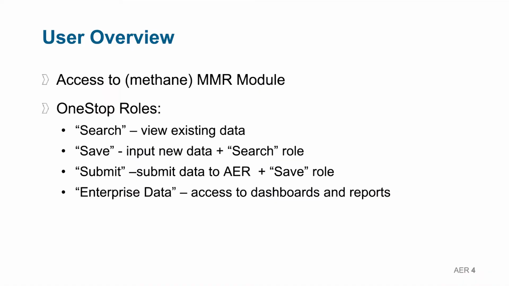The Search user role allows you to view existing data. The Save user role allows you to search as well as input and save data. The Submit user role allows you to search, input, save data, and submit your data to the AER for review. The Enterprise Data user role gives you access to dashboards and reports to view your data in convenient and summarized forms.